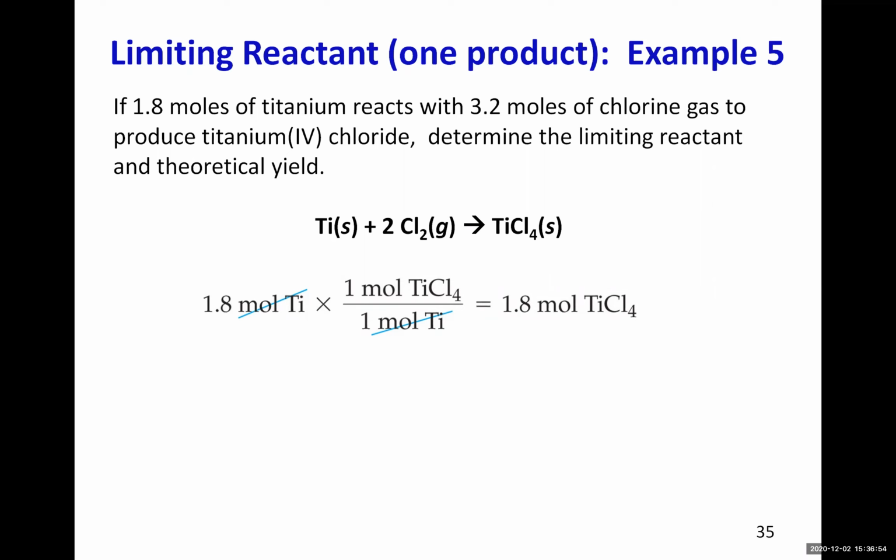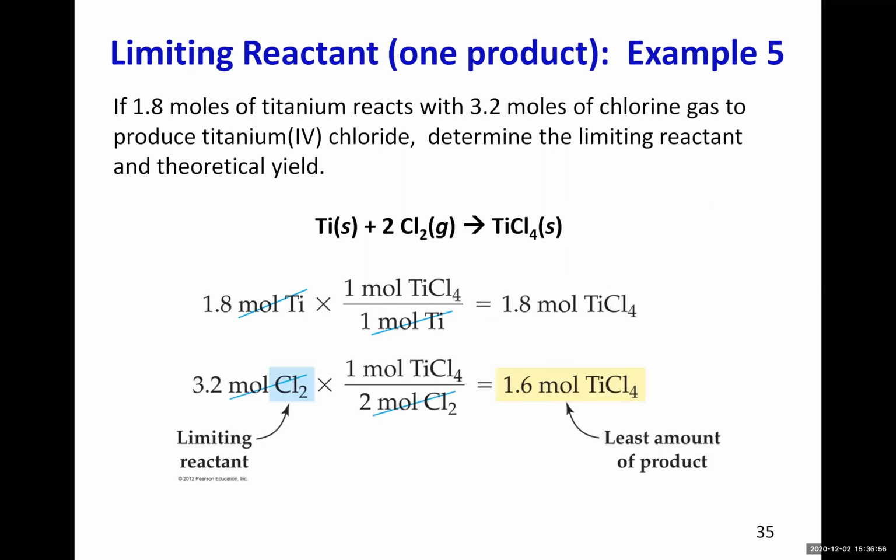You do the same with the 3.2 moles of chlorine gas. So 3.2 moles of chlorine gas multiplied by 1 mole of titanium 4 chloride made from 2 moles of chlorine gas. The 2 comes from the coefficient in front of the chlorine. And so that means you're dividing 3.2 by 2, and that's 1.6 moles of titanium 4 chloride that can be made from 3.2 moles of chlorine.